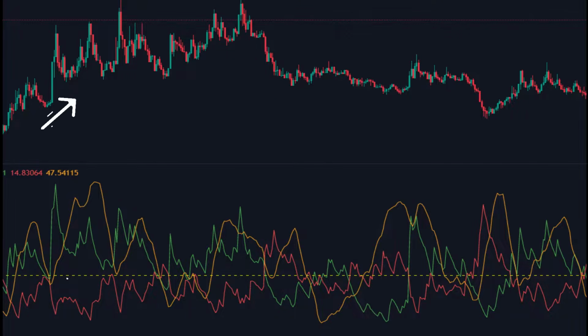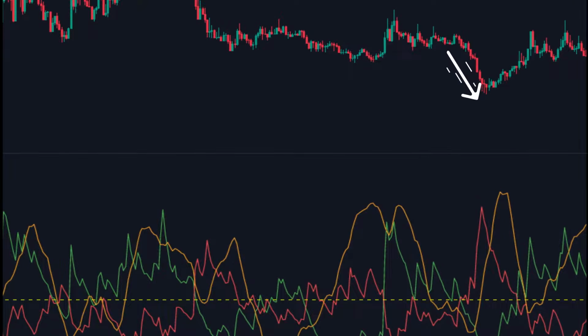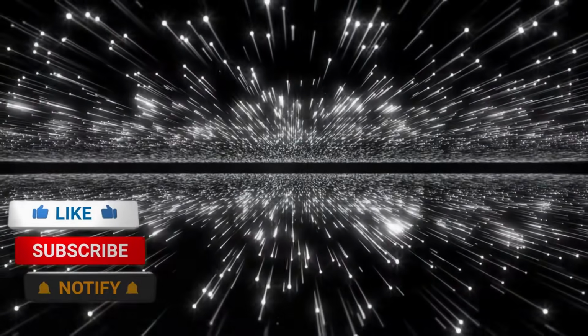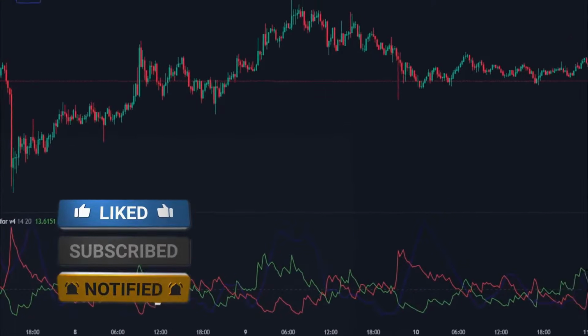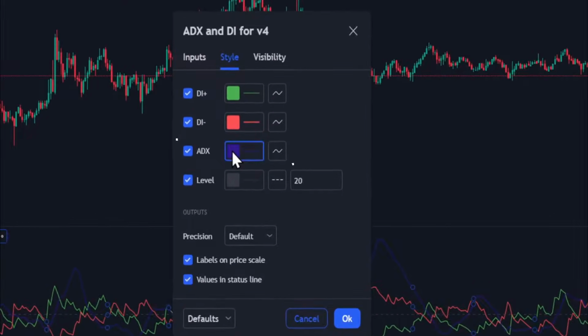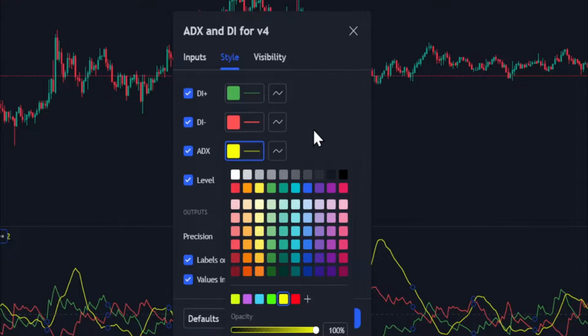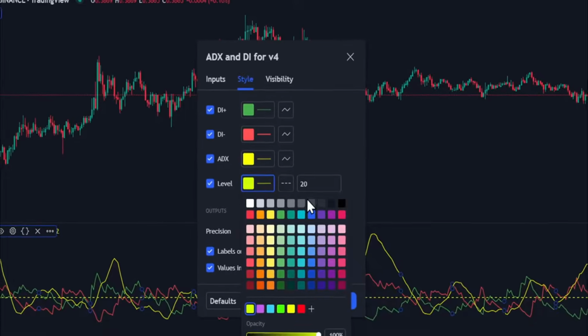During a strong uptrend, ADX rises. Similarly, during a strong downtrend, ADX also rises. Hence, ADX doesn't differentiate between up and down trend. After understanding the basics of ADX, let's learn how to use it. First, for the ADX line, let's change it to yellow. For the threshold line, let's make it visible and also change it to yellow.